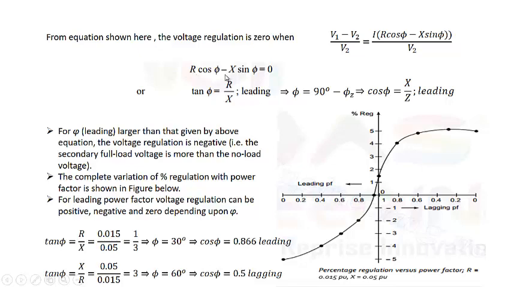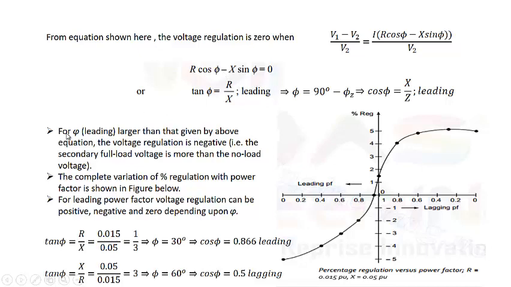If r cos of phi is less than x sine of phi, voltage regulation will be negative. If r cos of phi is greater than x sine of phi, voltage regulation will be positive. For the case of the leading power factor, you will see that the voltage regulation can have all three possible values. When r cos of phi is greater than x sine of phi, voltage regulation will be positive. When r cos of phi is equal to x sine of phi, voltage regulation will be 0. When r cos of phi is less than x sine of phi, voltage regulation will be negative.